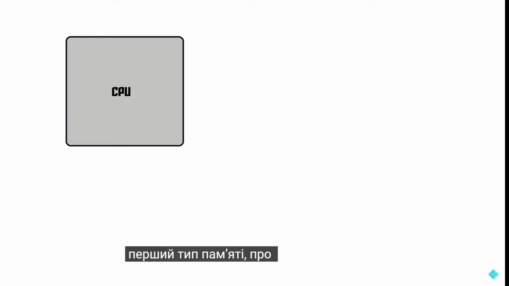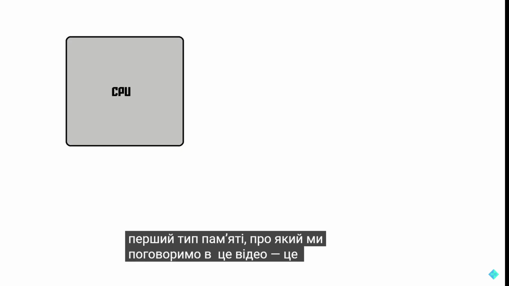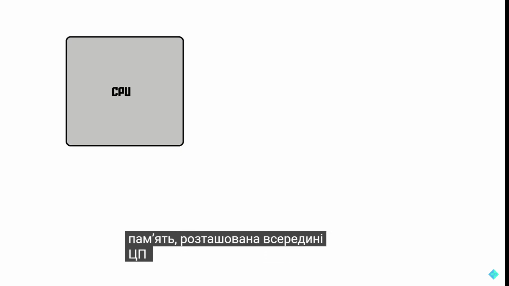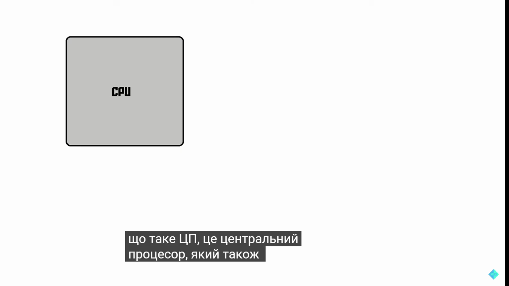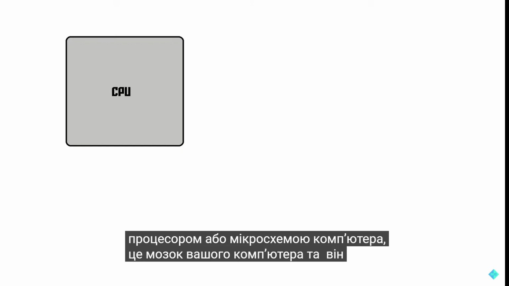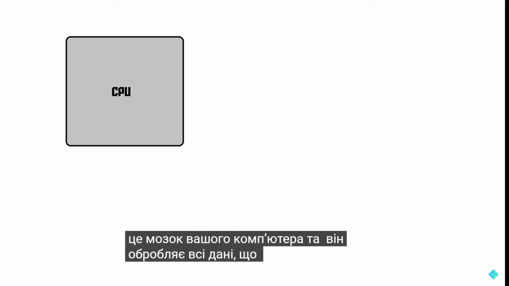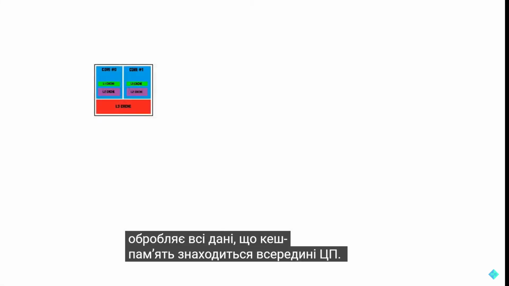The first type of memory that we're going to talk about in this video is the cache memory, which is located inside the CPU of the computer. In case you don't know what a CPU is, it's the Central Processing Unit, also referred to as the processor or the chip of the computer. It's the brain of your computer, and it processes all the data. Now, the cache memory is inside that CPU.